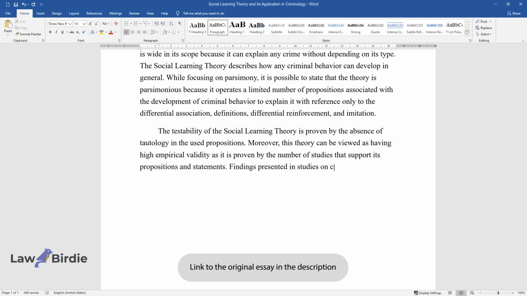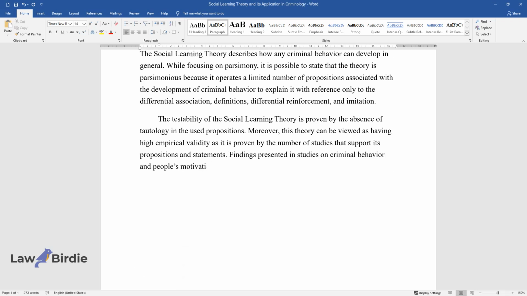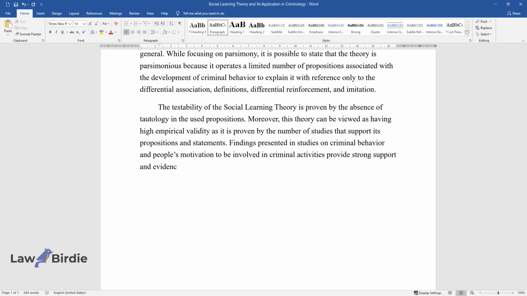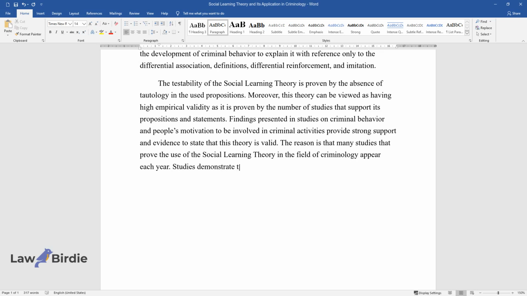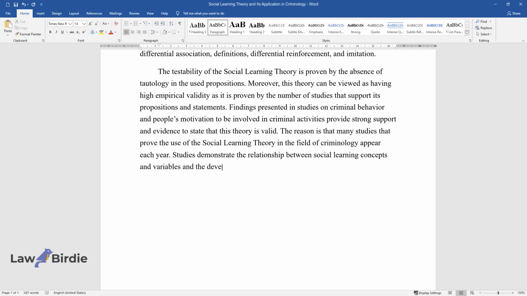Findings presented in studies on criminal behavior and people's motivation to be involved in criminal activities provide strong support and evidence to state that this theory is valid. The reason is that many studies that prove the use of the social learning theory in the field of criminology appear each year. Studies demonstrate the relationship between social learning concepts and variables and the development of persons' criminal behavior.